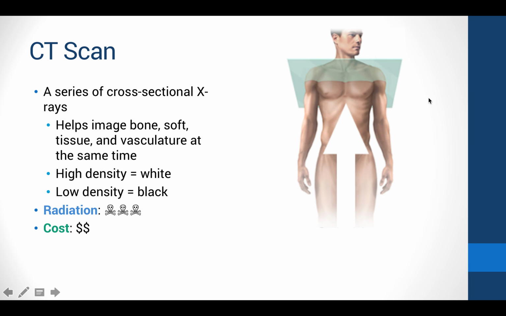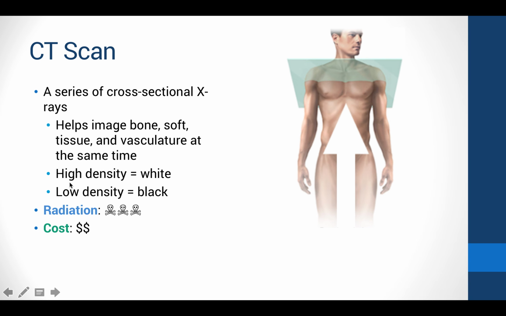And this helps us basically create a slice-by-slice, layer-by-layer map of the patient. And it helps us look at bone, soft tissue, and vessels all at the same time. We don't have to do separate tests to look at each of these structures. We can actually look at all of them at the same time. It just depends on the angle at which we look at the image.